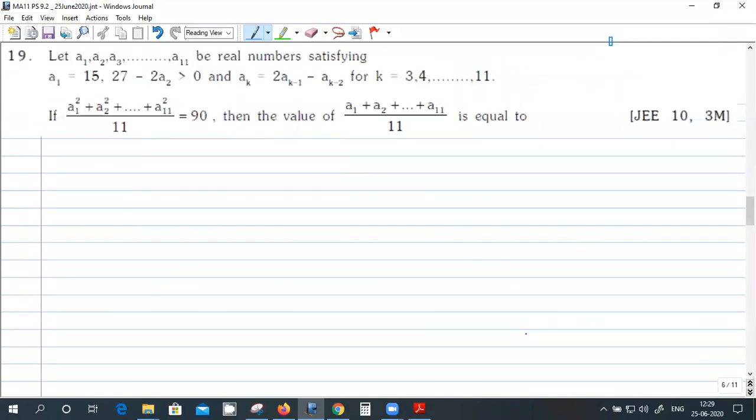This one. Only these values, not everything. There are only 11 terms. Sir, how 11 terms? Because he has given 9. No, here there are 9, but totally 11, right? So A1 square is 15 square, right? And A2 has also some meaning, then the value divided by 11.